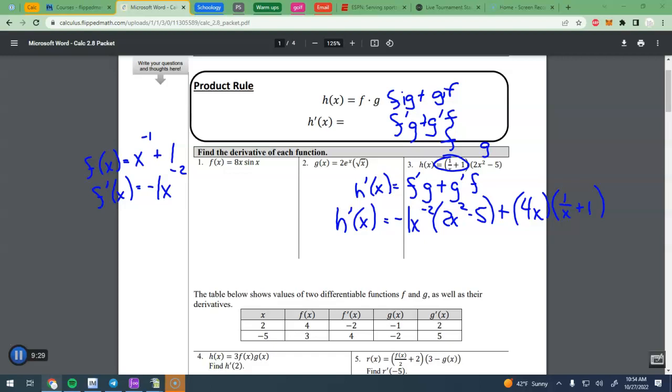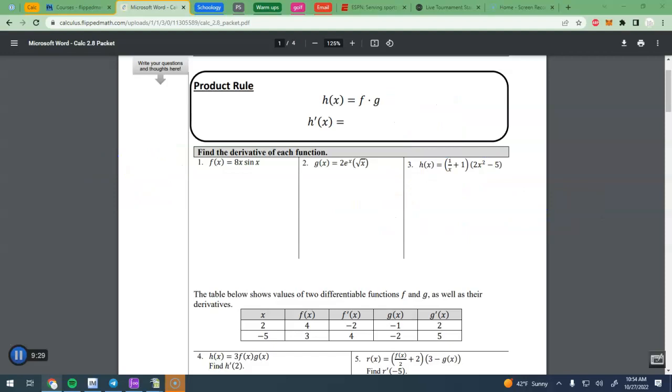Questions on 3? You're good. Alright, 4 and 5 are checking product rule with a table instead of an equation.